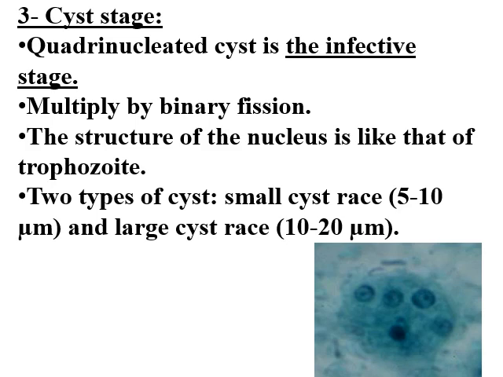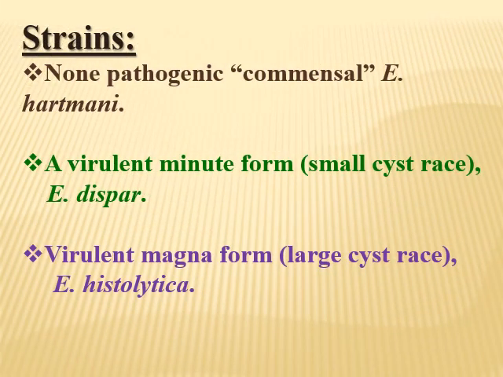The structure of the nucleus is like that of the trophozoite. Two types of cysts are differentiated: the small cyst race, with size ranging from 5 to 10 micron, and the large cyst race, with size ranging from 10 to 20 micron. This size of cysts represents the presence of different strains of Entamoeba.